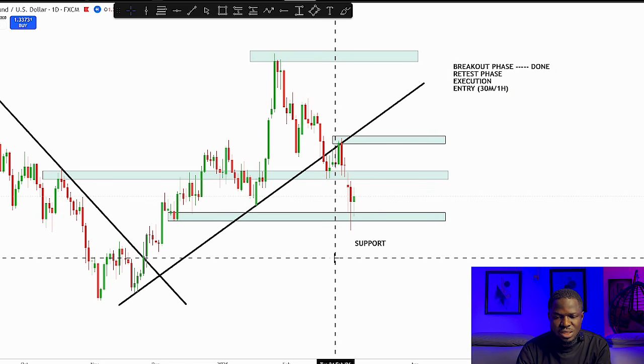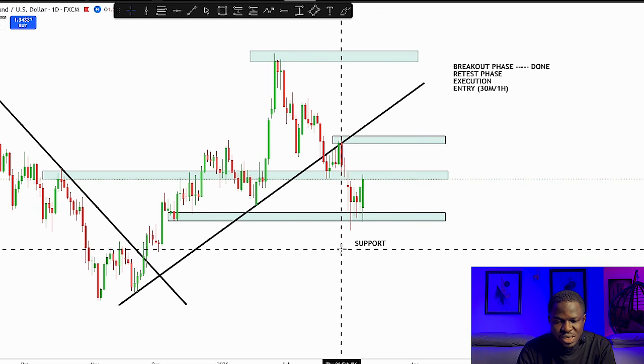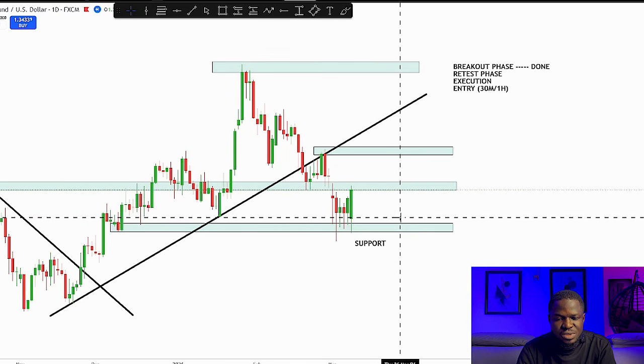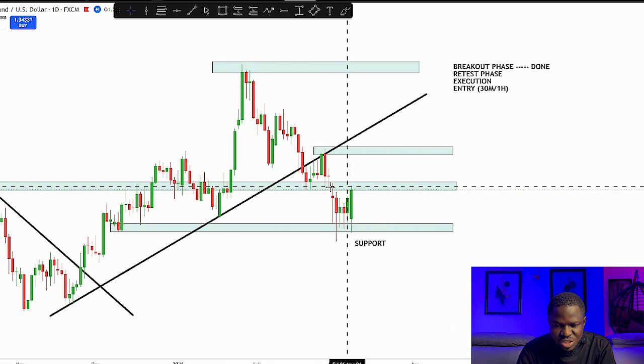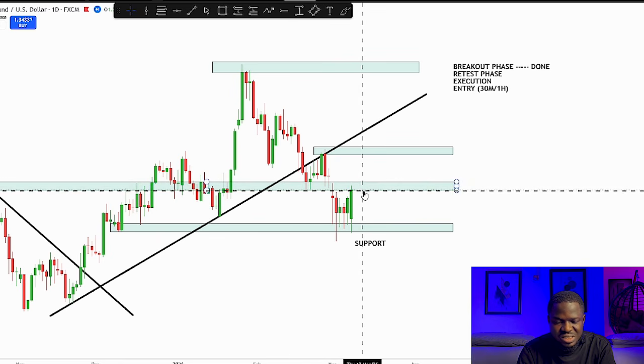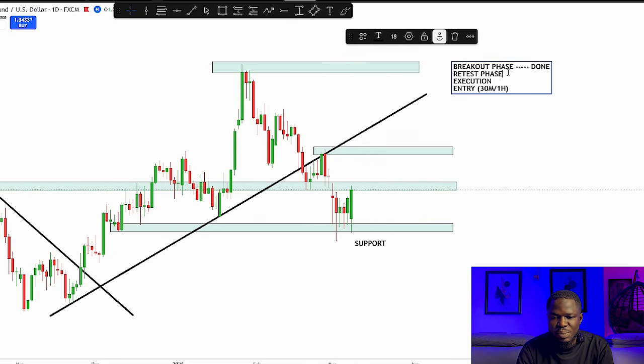Let's observe the price action. Then the price action is about to give us a proper retest phase right now. Let's see if we are going to have a successful retest phase. Now we have it. Can you see how the price action gave us a retest phase back to this broken support, now turned to resistance around these zones? Let me put it down. The retest phase is done.